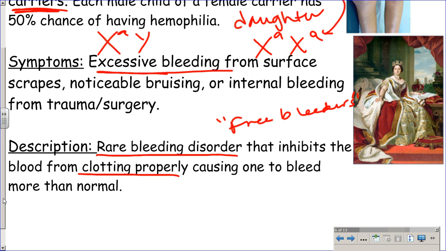If they have a problem with clotting properly or making scabs properly, that's inherited. And who gives it to the baby? Mom, because mom is giving that X chromosome to the son, but dad could also be giving it to the daughter. Yes, sir.